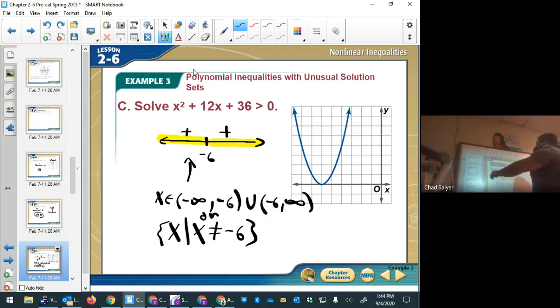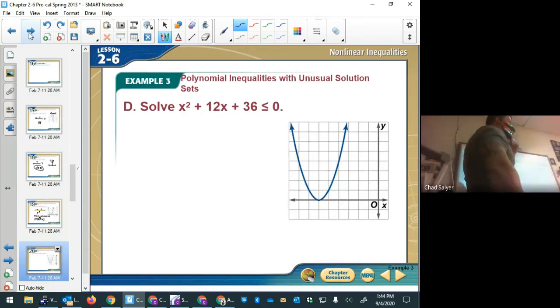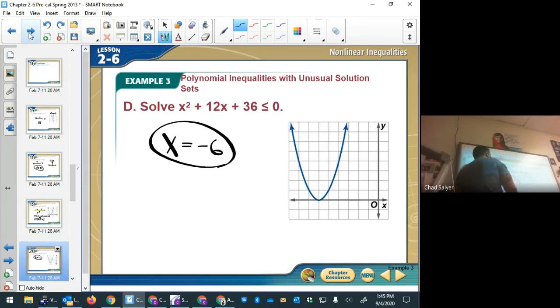Okay, once again, dealing with the same one. Where is this less than or equal to 0? Well, that's going to be only at the 0 itself. So x equals -6. So unusual, but possible to get a single value as the solution to your inequality. It's almost always a set, but not in this case.